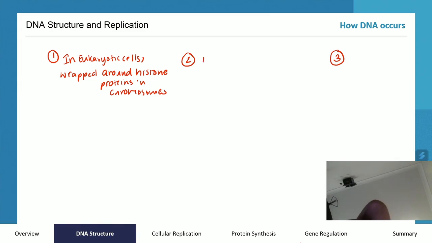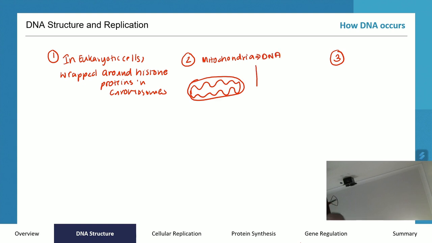The second one is actually in the mitochondria. So every single eukaryotic cell will have mitochondria, which undergoes cellular respiration. They kind of look like this. And all mitochondrial DNA comes from your mother. So it's descended down the family without any influence from the sperm cell or from the father's genetics.